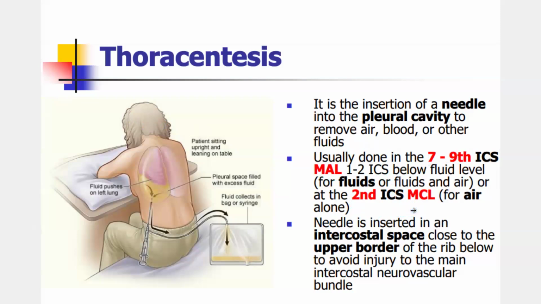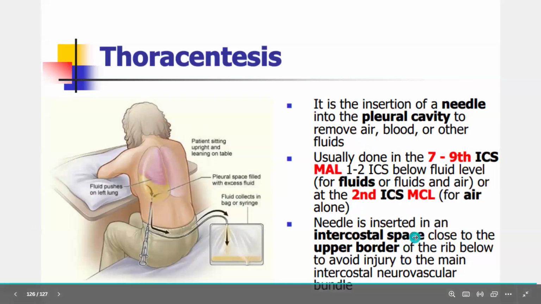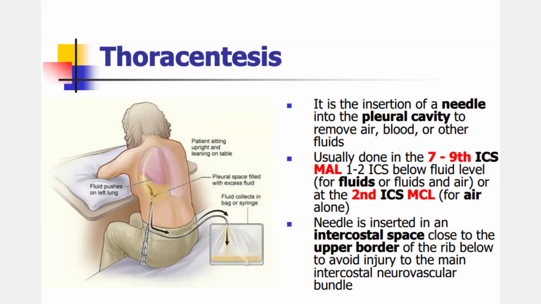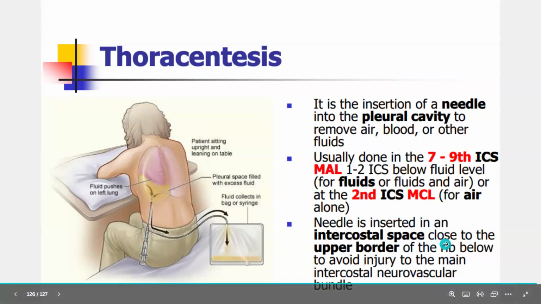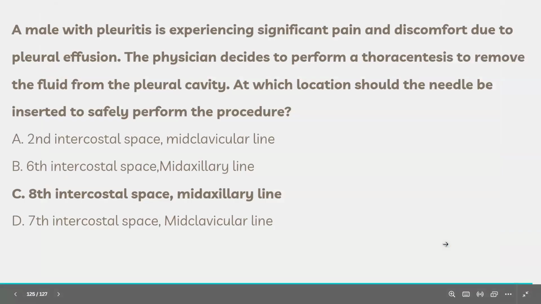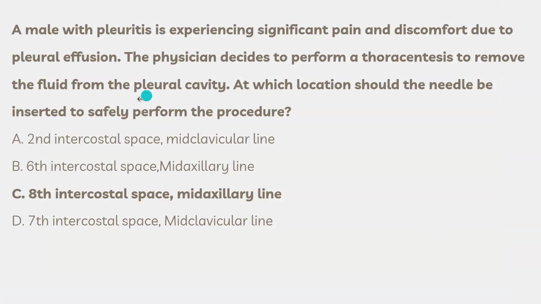And the needle should be placed closer to the upper border of the rib to prevent injury to the neurovascular bundle. Ahmed kind of mentioned it, so yeah, that's basically it. So if they asked you to remove air, it would be A and not C. Is that clear? All right, cool.